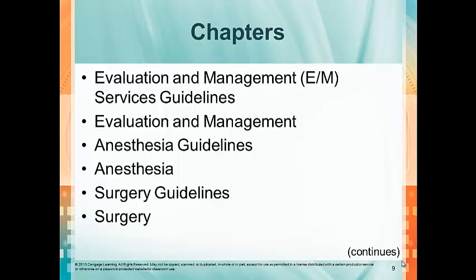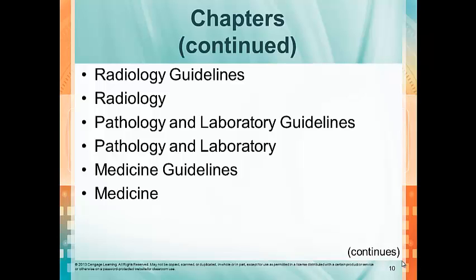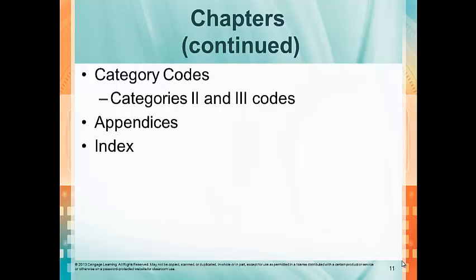The table of contents for CPT is found in the front of the book. So please look for the following: the introduction, the guidelines for evaluation and management service, then evaluation and management, the guidelines for anesthesia and then anesthesia, guidelines for surgery, then the surgery, radiology guidelines and then radiology, pathology and laboratory guidelines and pathology and laboratory, medicine guidelines and medicine, Category 2 codes, Category 3 codes, appendices, and index.